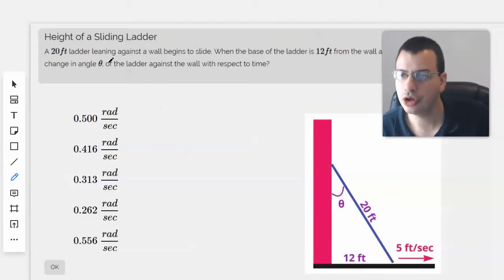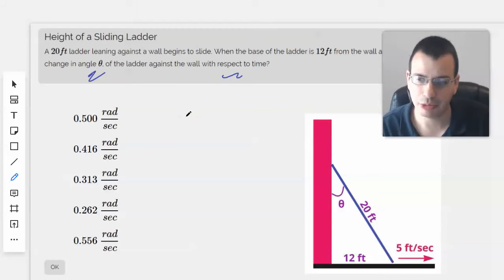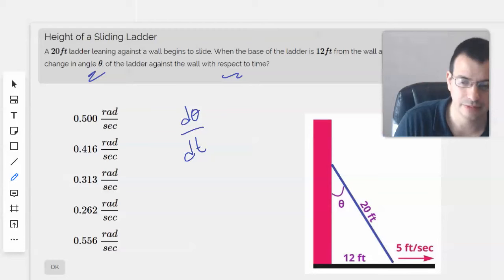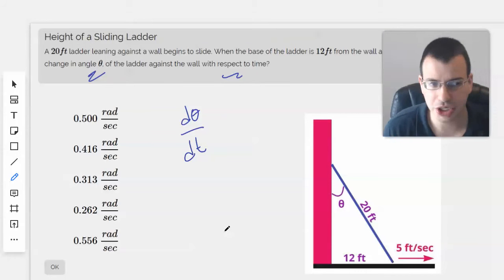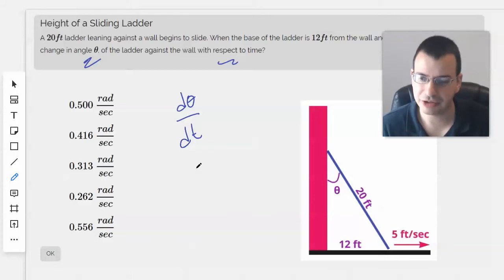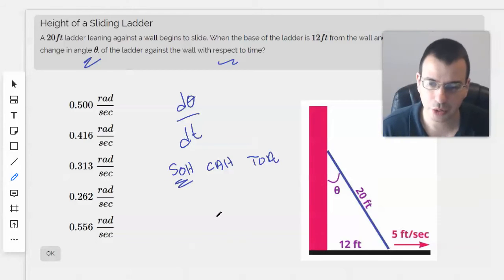So, what is the angle theta with respect to time? So we're looking for d theta dt. We're not really given an equation here, so we kind of have to make one. Whenever we see triangles, we think trigonometric equations, and so we're going to think SOHCAHTOA. For this one, we're going to use sine.